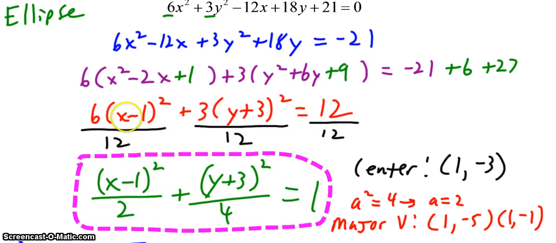Now I can complete the square. x, this was a minus, half of the middle term, quantity squared, plus 3 times y. This was a plus, half the middle term, quantity squared, equal 12. I need this to be a 1, so then I divided everything by 12. That's how I got my standard form.